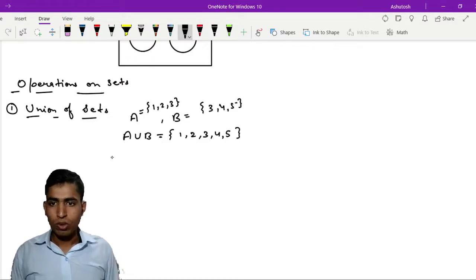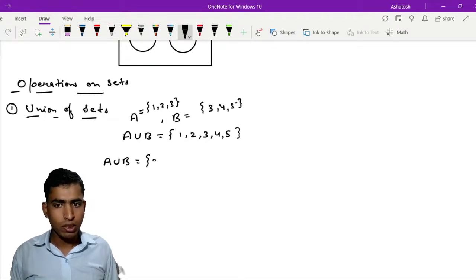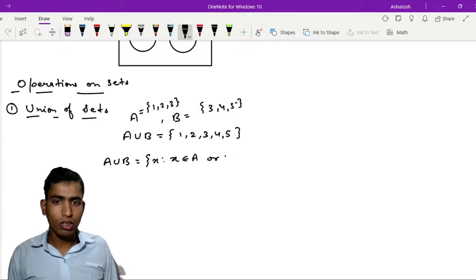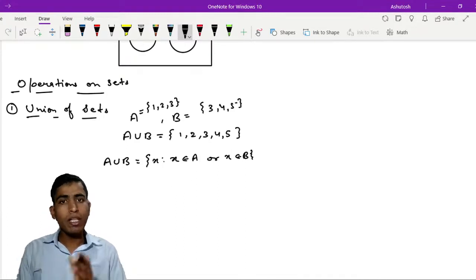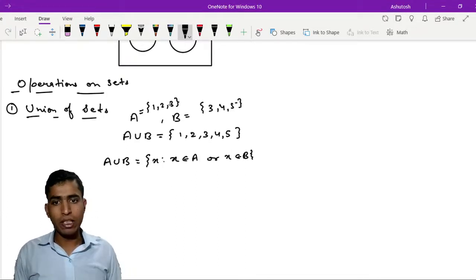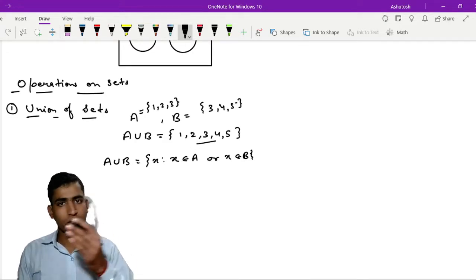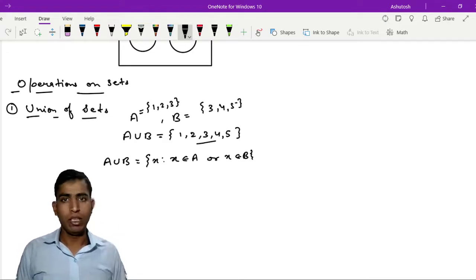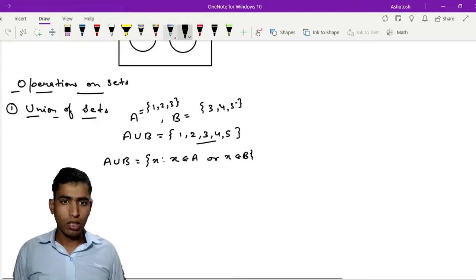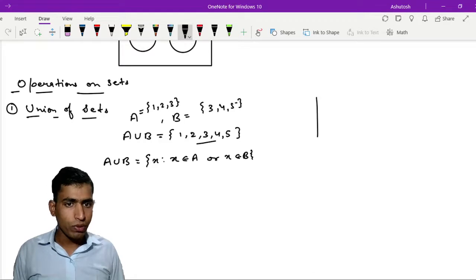Okay, so the mathematical definition of A ∪ B is {x such that x belongs to A or x belongs to B}. For every element, if I am taking any element from A ∪ B, it should belong to either A or B. Okay, and let us understand this with a Venn diagram.